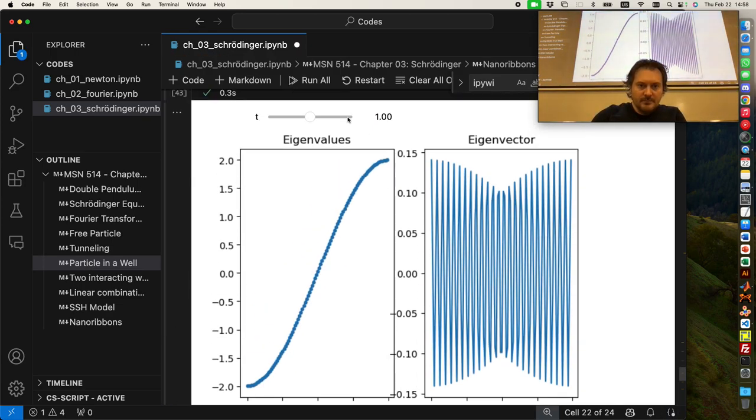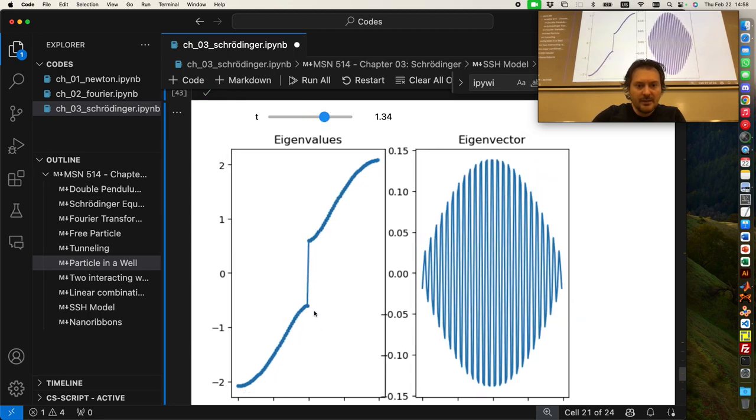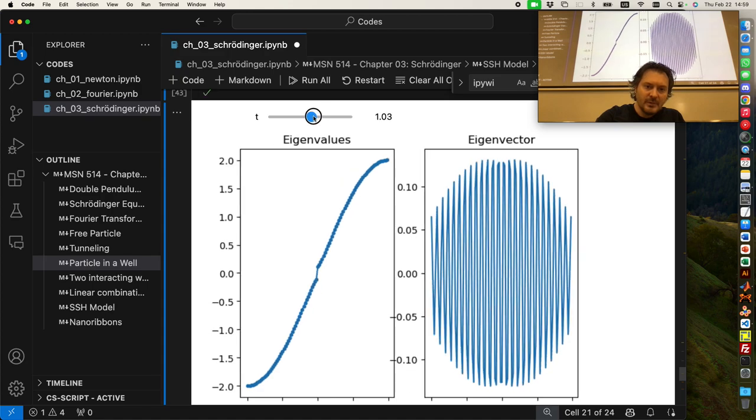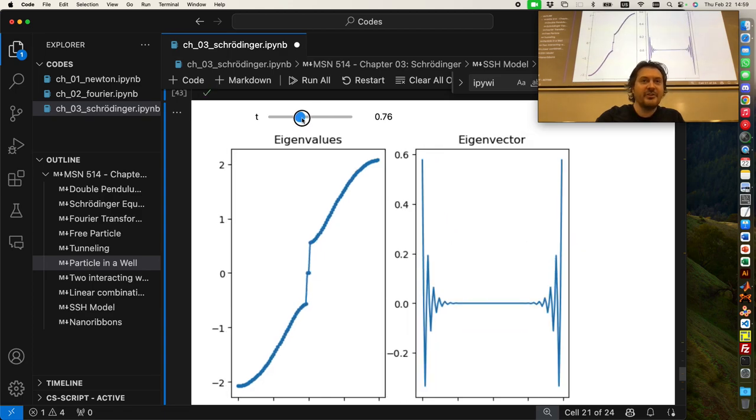Now, when I'm at the topologically trivial state, there's a band gap and it just follows the band that I draw. The band that I draw for the bulk, for the infinite system, is exactly the same as the bands I see here. And if I plot this state, it just looks like a sine, okay? But if I go to the topologically non-trivial regime, let me go slower. There is an edge state that forms right in the middle of the band gap. And it has everything to do with the topology.